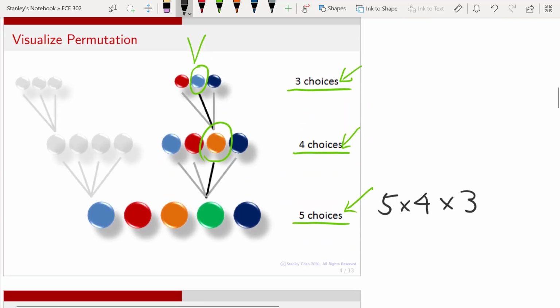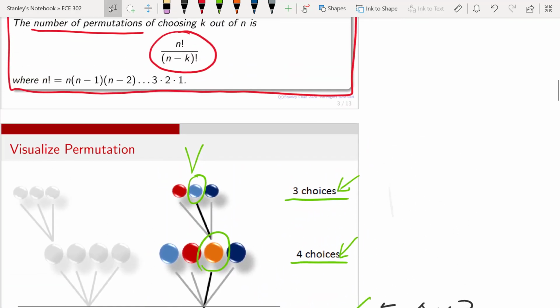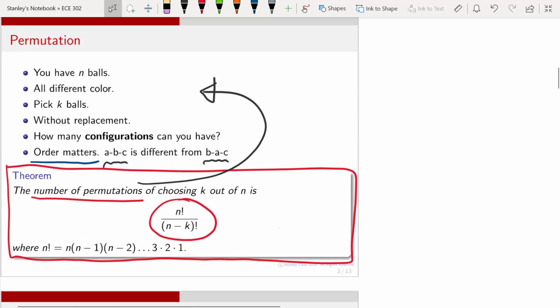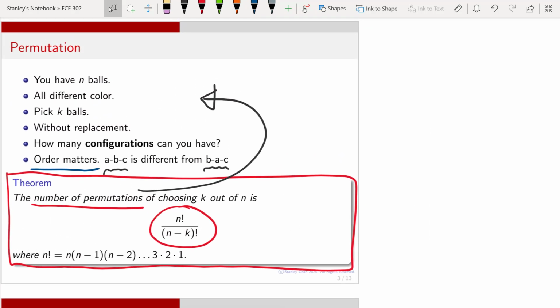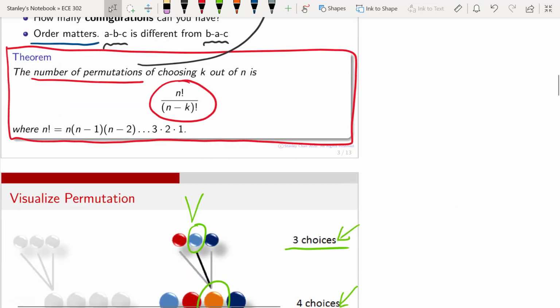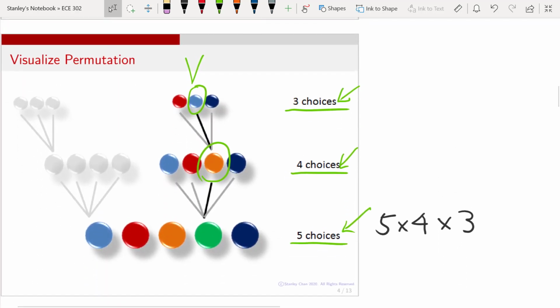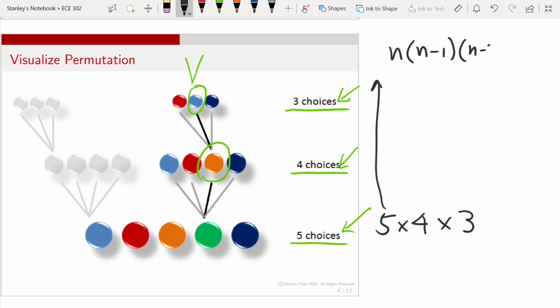Okay, so now let's go back to our theorem. This theorem is a little bit more generalized in terms of the expression. It is n factorial divided by n minus k factorial. But if you look at this case, it's just 5 times 4 times 3. Okay, so why do we want to write it in that complicated form? So in general, this expression is just n times n minus 1 times n minus 2, right?